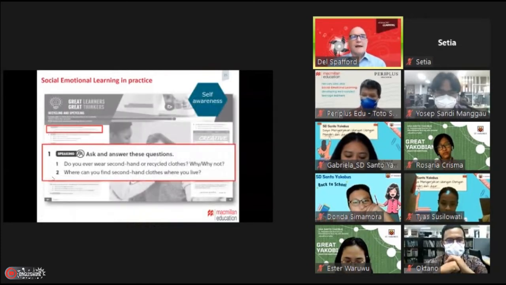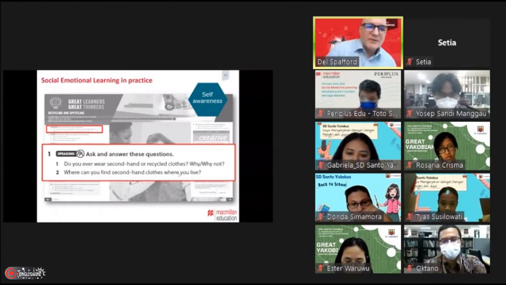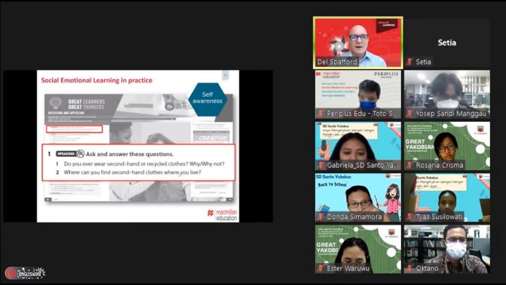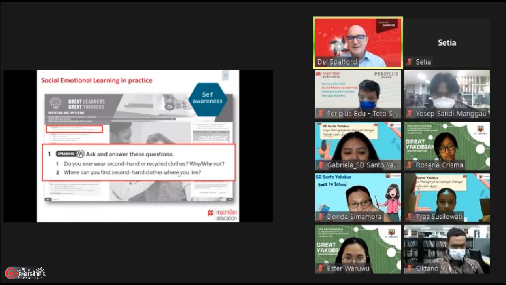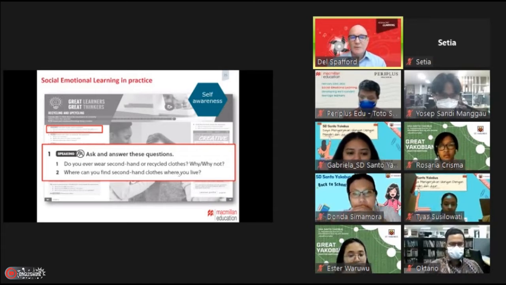So here's the first section, and it's a speaking activity. And the question is, do you ever wear secondhand or recycled clothes? Why or why not? Where can you find secondhand clothes where you live? Now, in my experience, starting with a warmer based around the topic of the lesson is very useful, gets students engaged. And what you might do is do an activity where you look at the vocabulary that students might be needing, do a brainstorm, elicit the vocabulary.